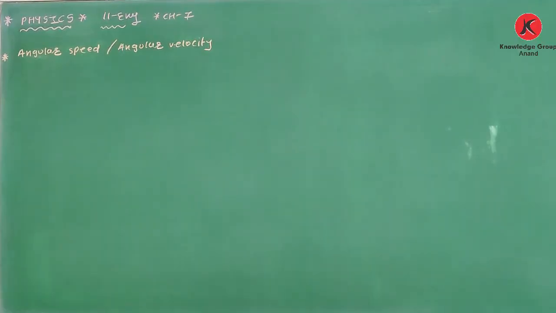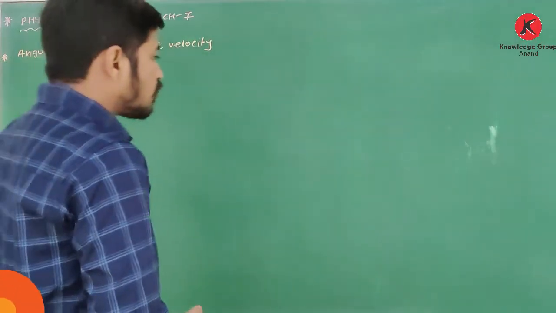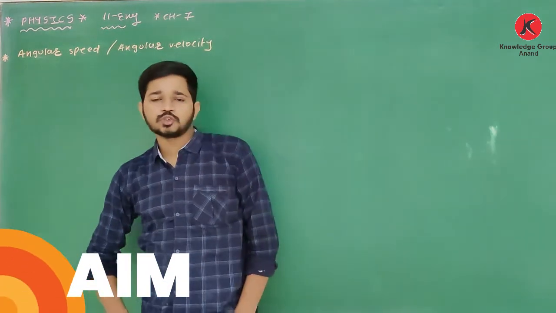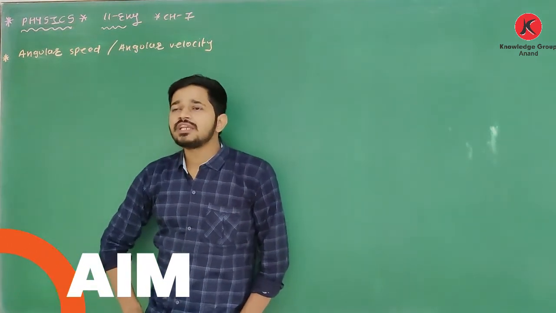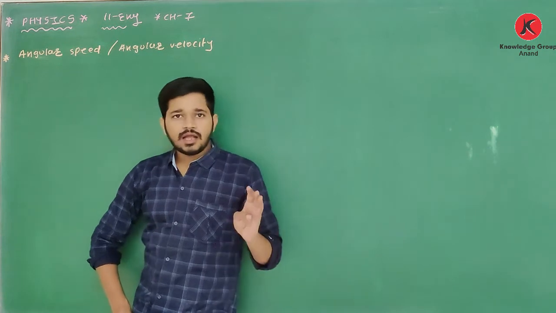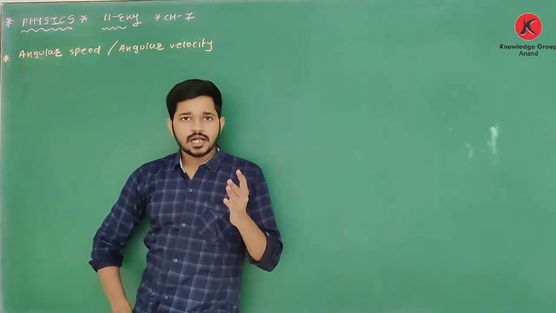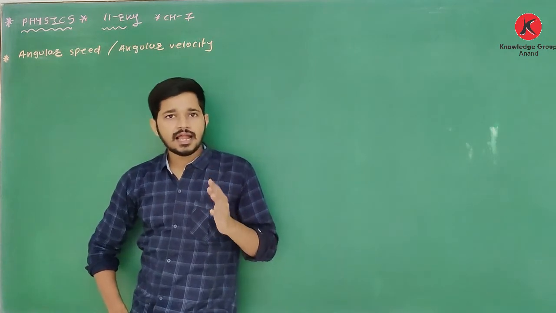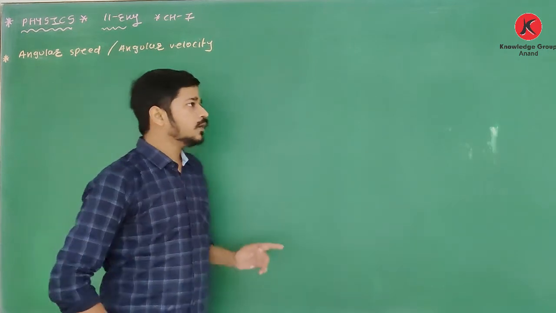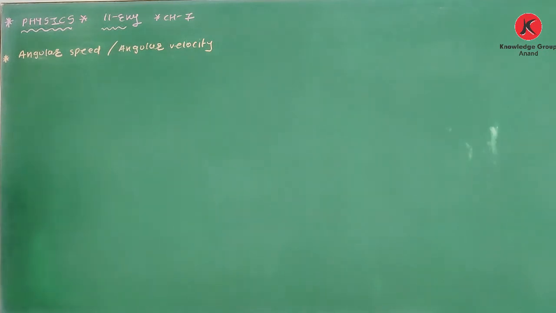Good morning, students. Chapter 7, System of Particles and Rotational Motion. In the last lecture we discussed rotational motion, axis of rotation, angular position, and angular displacement. Today we will see the next quantities: angular speed and angular velocity.